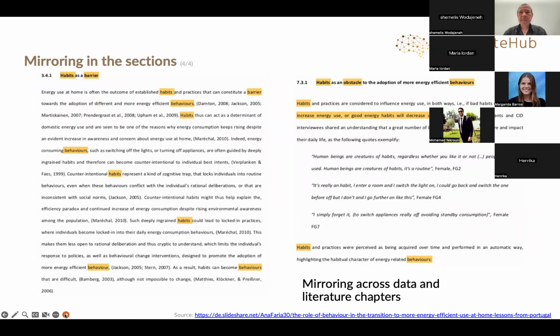And this can be done across data and literature chapters, but also should be taken further into the introduction, methodology, and the conclusion. Yeah, so you can see it's all about habits and barriers and obstacles. So it's a very well framed discussion.